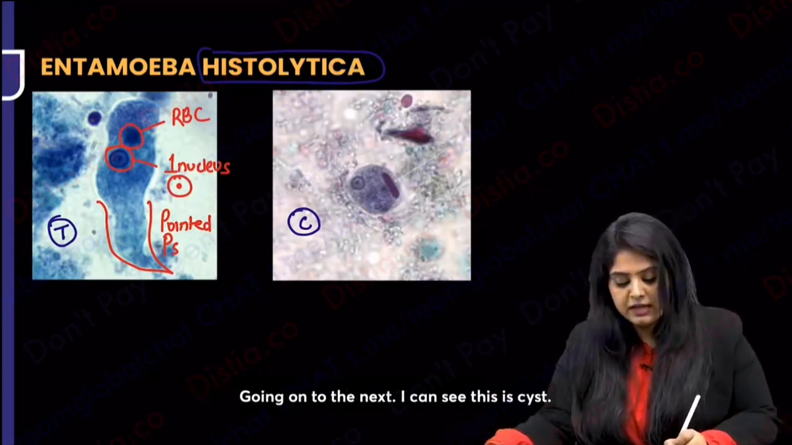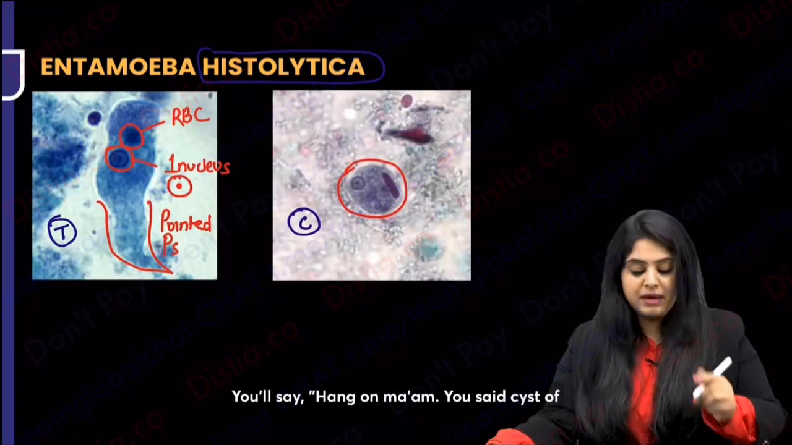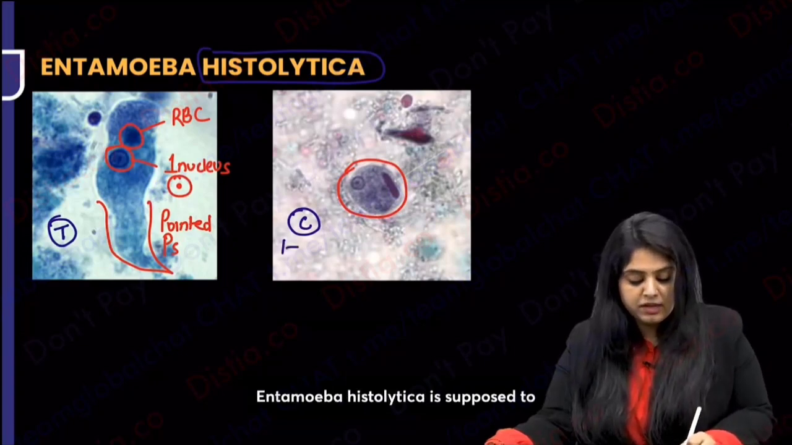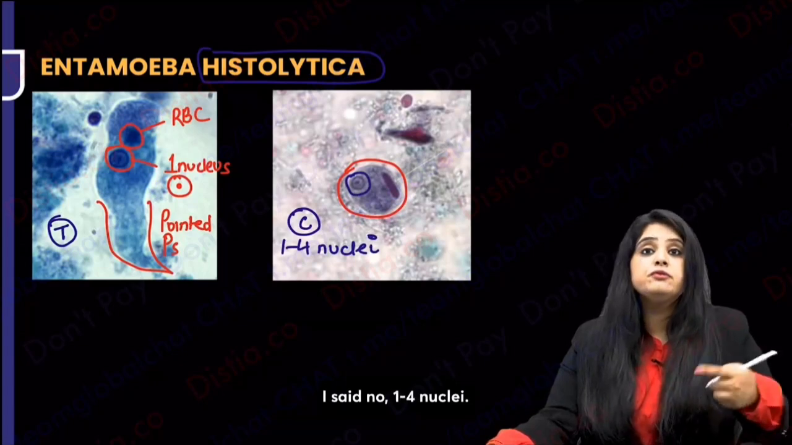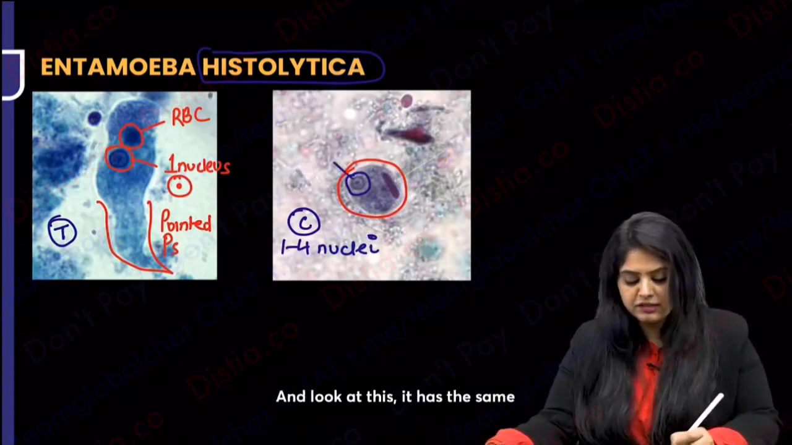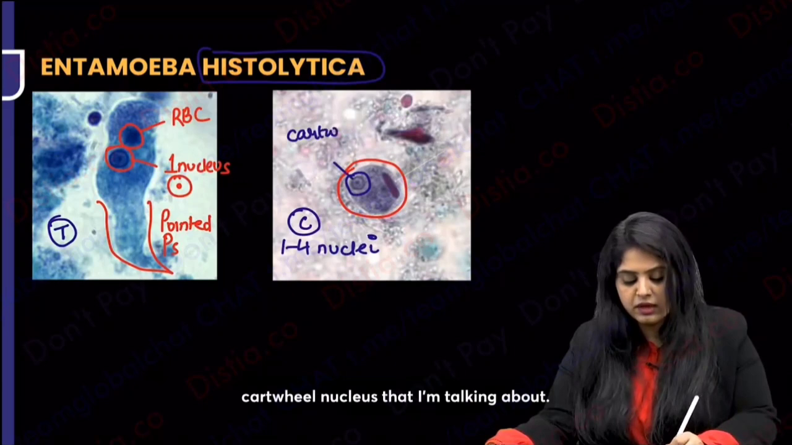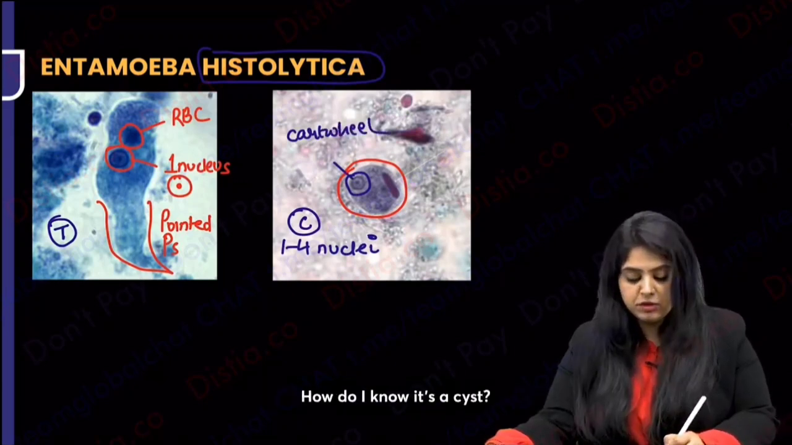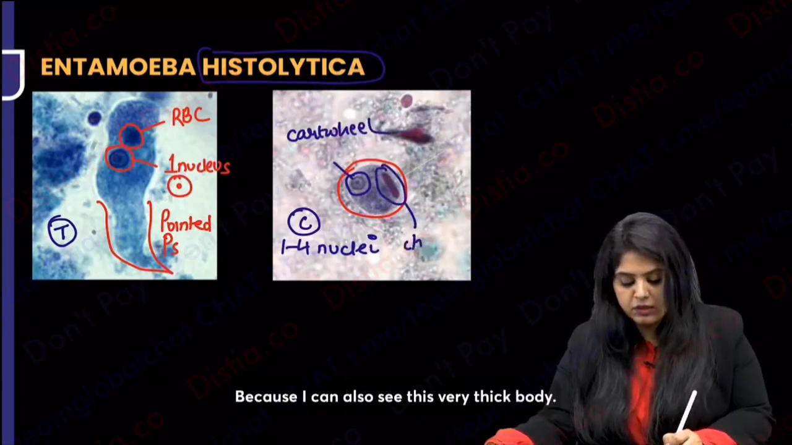Going on to the next, I can see this is a cyst. You will say, hang on ma'am, you said cyst of Entamoeba histolytica is supposed to have 1 to 4 nuclei. In this there is 1. I said 1 to 4 nuclei. So 1 is there, that's still a cyst. And look at this, it has the same cartwheel nucleus that I'm talking about. How do I know it's a cyst? Because I can also see this very thick body. What is this body? It's a chromatoid body.